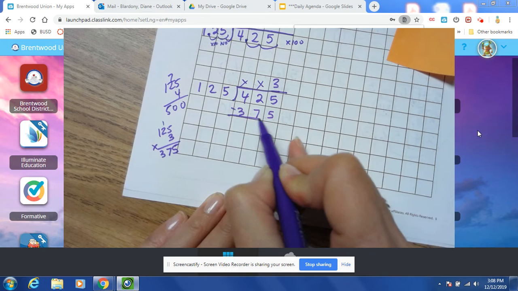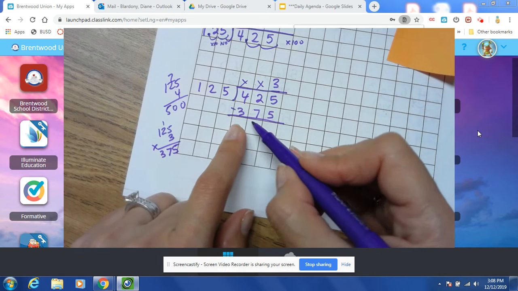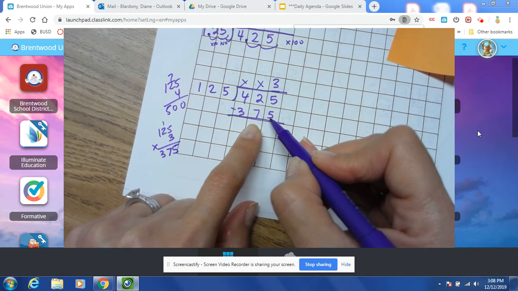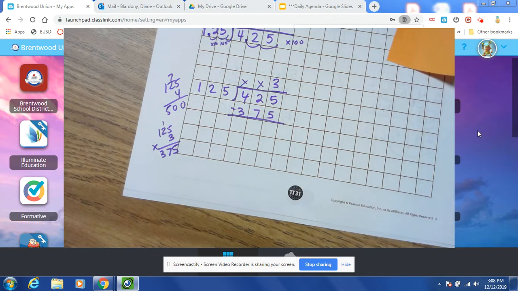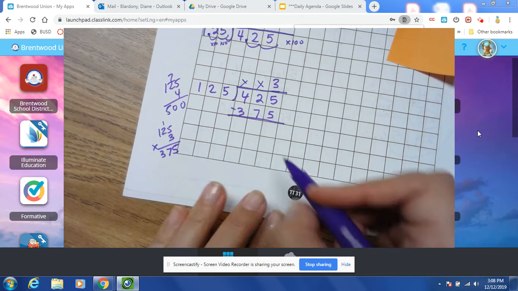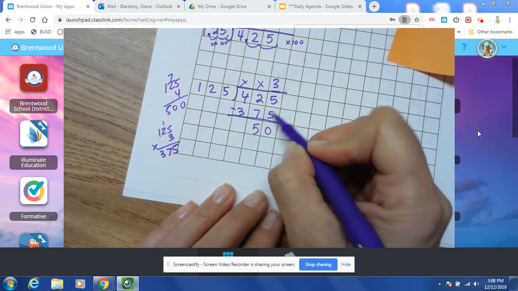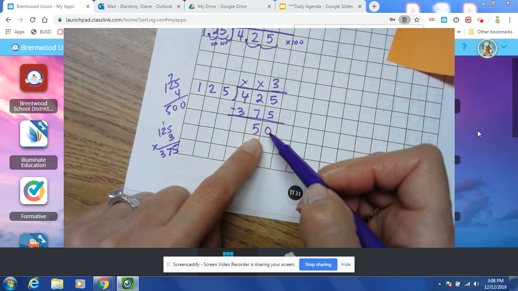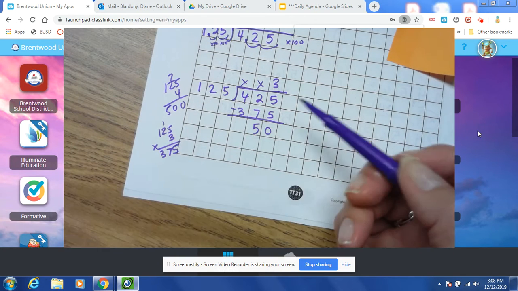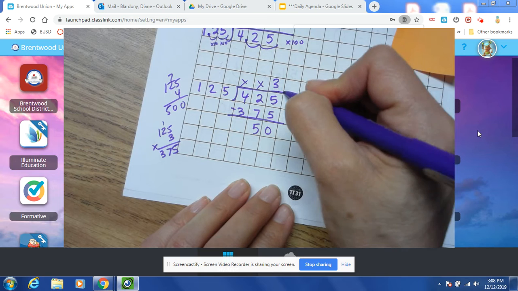I'm going to subtract. I'm going to do mental math. If I think about money, right? $3.75. How do I get up to $4.25? It's 50 cents, right? Count by 25s. All right, I'm checking. Is 50 smaller than 125? Yes, it is.